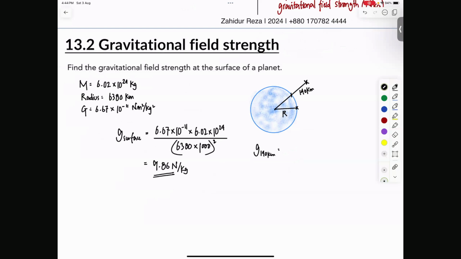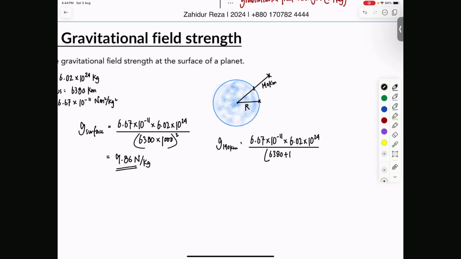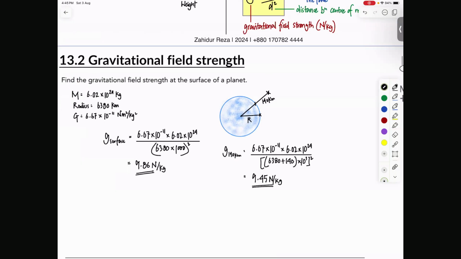So it's going to be the same thing. So এই জিনিসটা সেম থাকে, right? Divided by তোমার হচ্ছে 6380 plus 140 into 10 to the power 3 পুরোটা squared. It's 9.45. Okay, 9.45 Newton per kilogram. So do you see that the value of g barely changes?